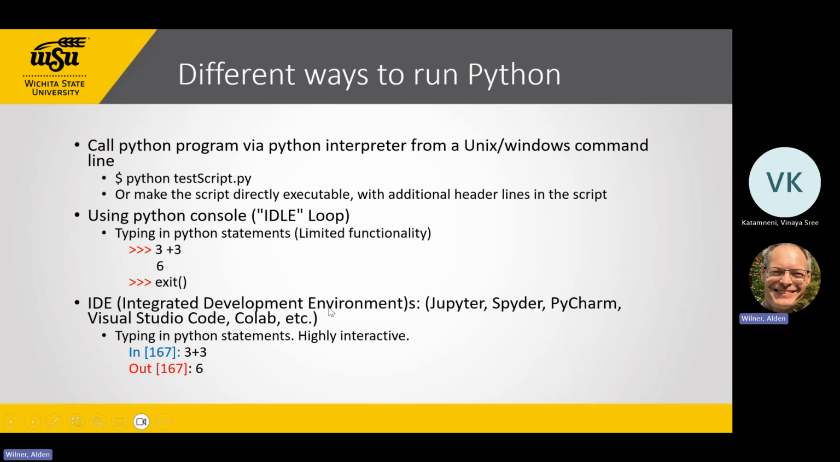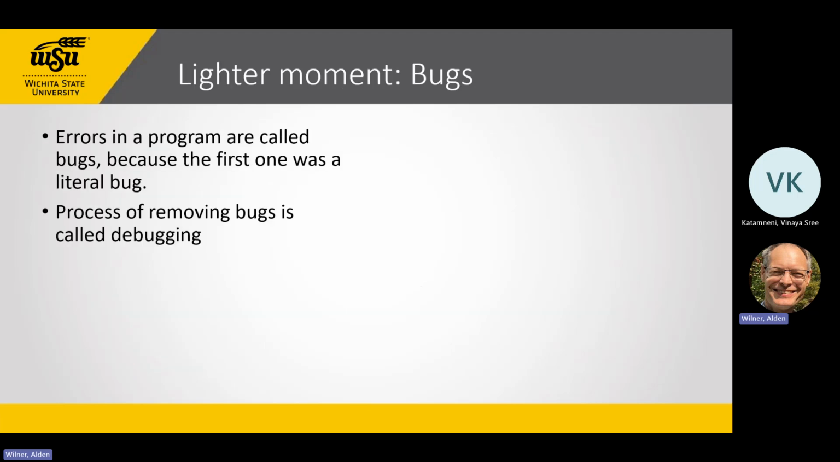You can use an IDE: Jupyter, Spyder, PyCharm, Visual Studio Code, Google Colab, and so on and so forth. So you're getting interactive things similar to that. Previously, you just type in 3 + 3, you get 6, but now you've got a history of everything you've typed in. You can go back to it, and so on and so forth.